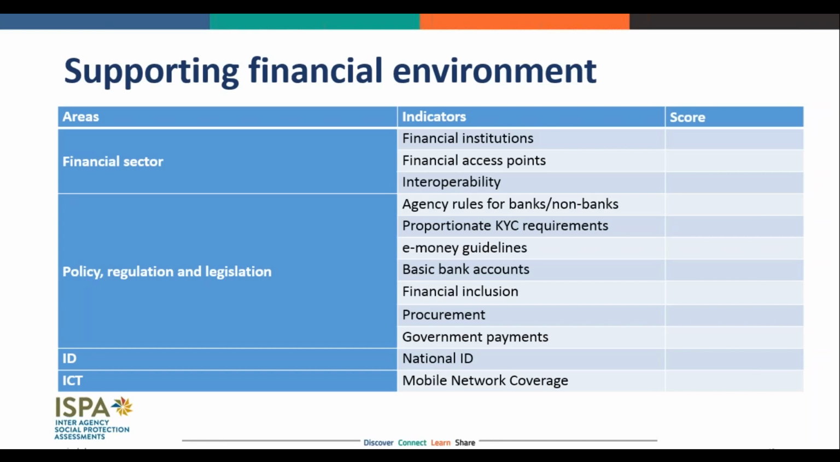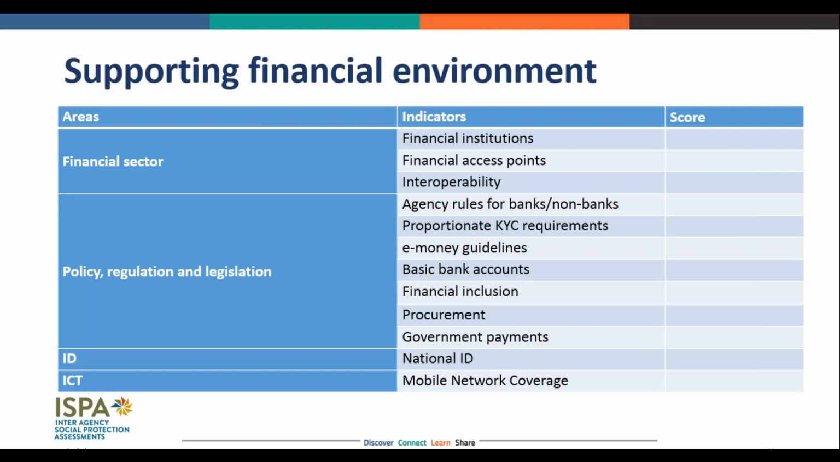We also look at the rules within the financial environment to understand how supportive it is. There are 7 key areas that we look at to see how supportive the rules are. First, looking at agency rules. These are the agency rules issued by the central bank. Effectively, do they allow banks and or non-banks, such as mobile network operators, to provide service beyond branches? So what is the extent that that is allowed?